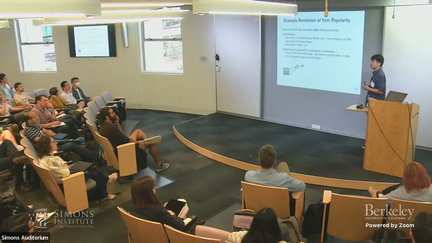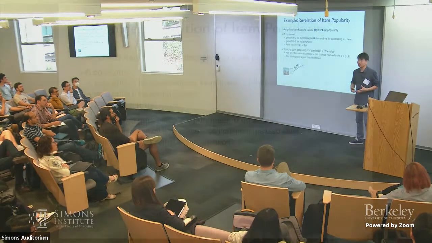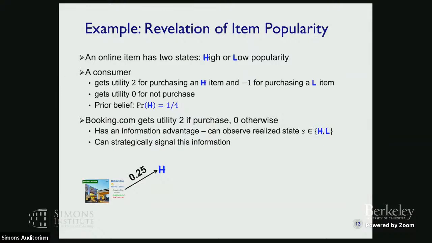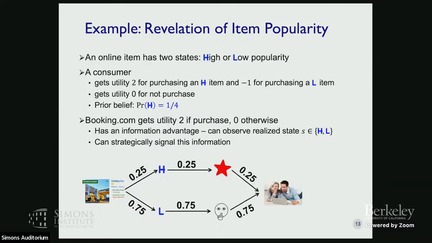It turns out that there's a way to improve your chance of convincing the consumer to buy the product. One simple way is to be honest with the consumer. Whenever it's a high popularity item, you tell the consumer this is high popularity, for example give it a star, or say some sentence that this is in high demand. And whenever it's low popularity, you just stay silent. That's what happens on most websites nowadays as well. From the consumer's perspective, if he sees a star or recommendation, he knows that this item is high popularity, and he should purchase it. This happens with probability 1/4, so 1/4 of the time you can convince the consumer to buy your product.